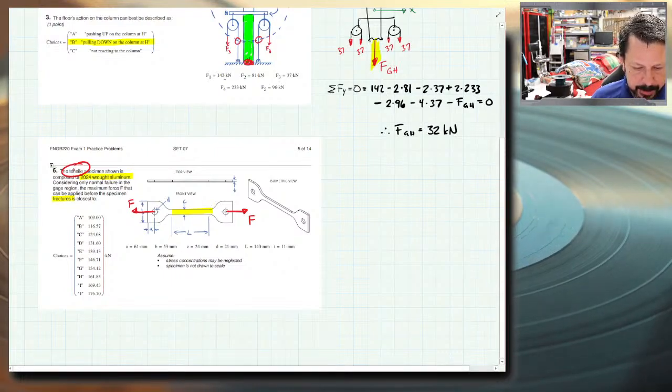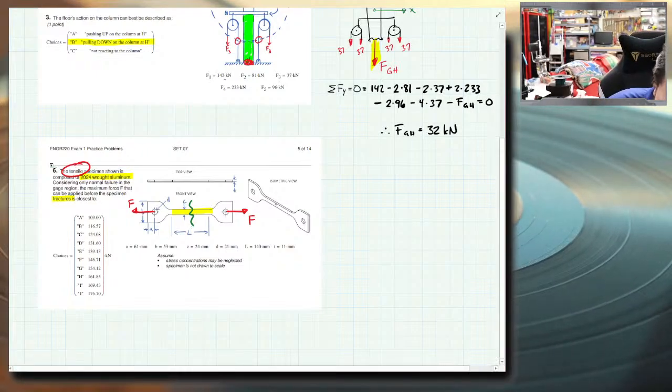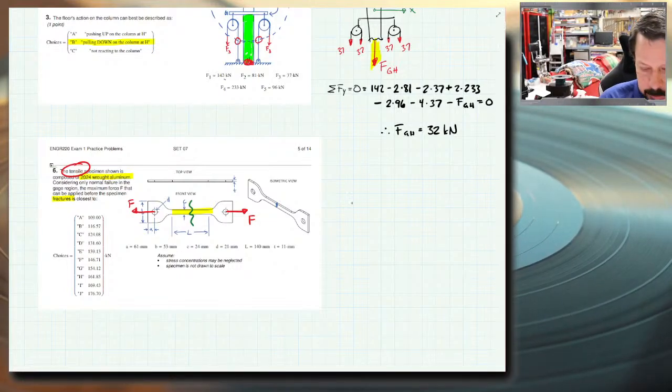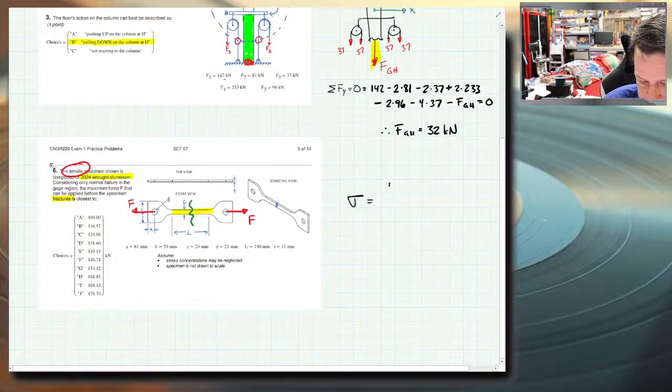Now we have to think about what it would look like in the gauge region if it broke. So if I chop this thing in the gauge region, fractured it there to draw my free body diagram, it's just going to be a little rectangle. I don't even know if I can draw this very well because it's so tiny, but a little bitty tiny blue, it doesn't have to be blue, but I colored it blue, rectangular cross section. So my equation, this is a normal stress, so sigma equals force over area.